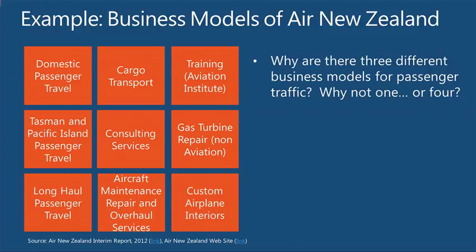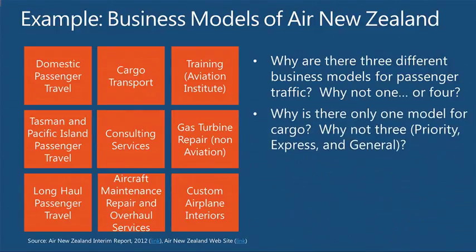So why is there only 1 model for cargo? They have 3 different classifications for cargo. Why is there only 1 model? I'm going to go back to one of the earlier answers, the value proposition. Those are 3 different products within 1 value proposition. I've got the same customers who want to move cargo. I'm offering them 3 different speeds, essentially, and amounts of reliability to move that cargo. It's just 3 different products. It's the same value proposition, same customers.